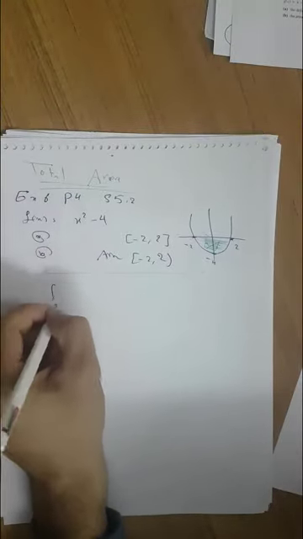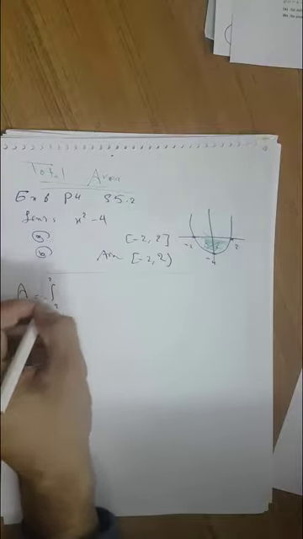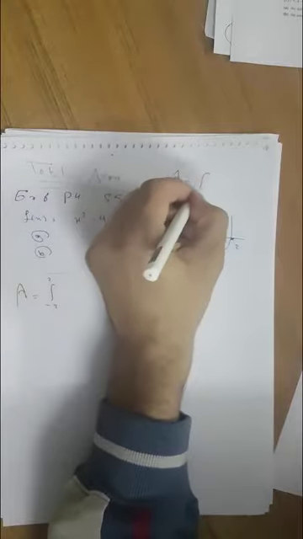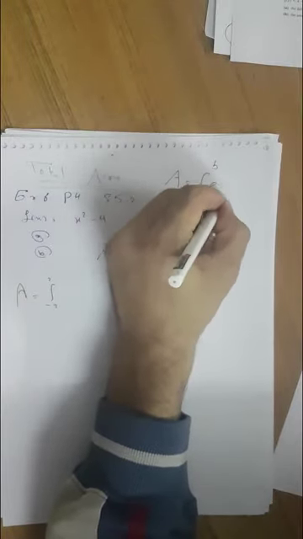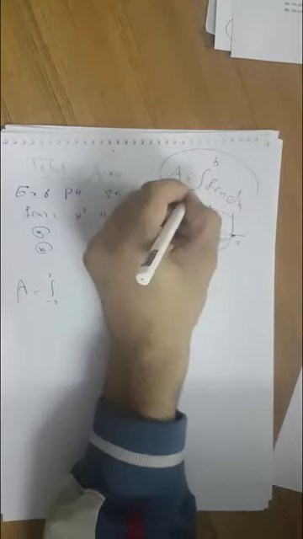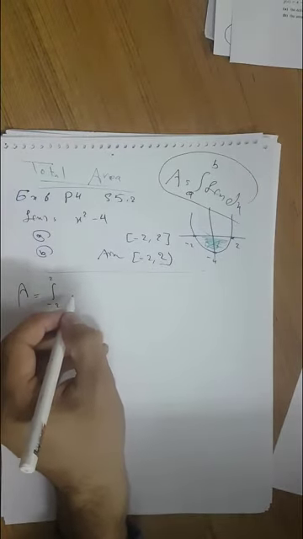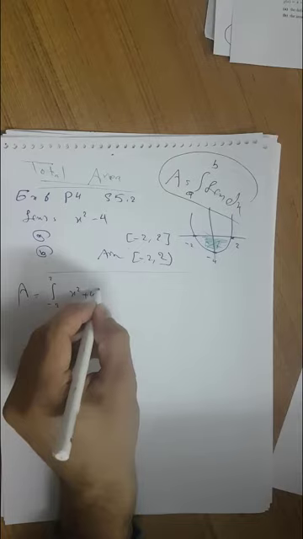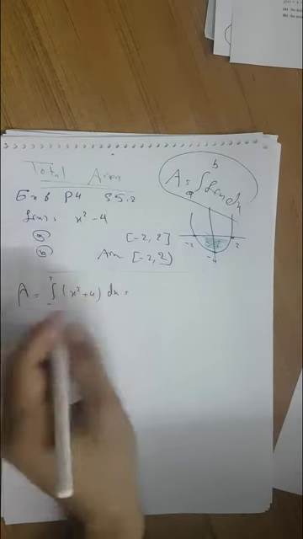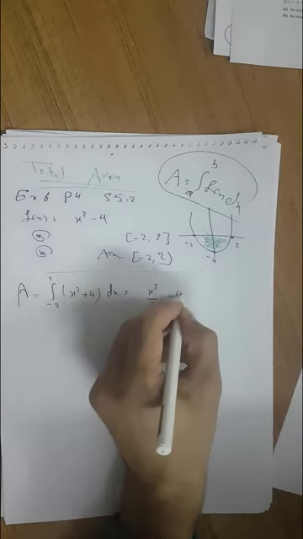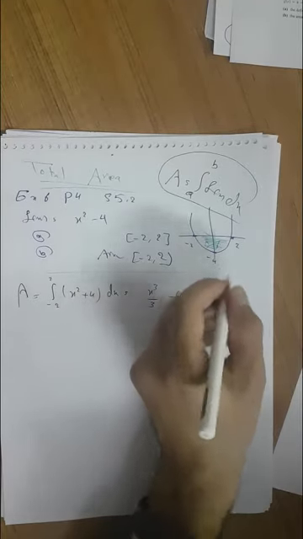F of x between minus 2 and 2, we say area is equal to the integral from a to b. So here's the rule: area is equal to the integral from a to b of f of x dx, that's the rule. Here a and b are minus 2 to 2, and f of x is x squared plus 4, dx. So it's equal to x cubed over 3 minus 4x between minus 2 and 2.